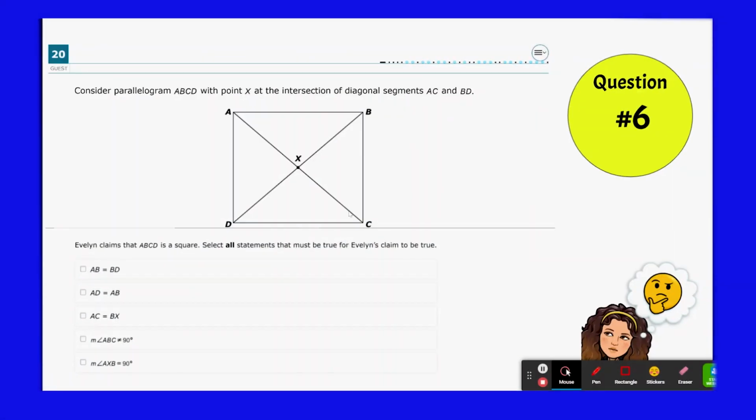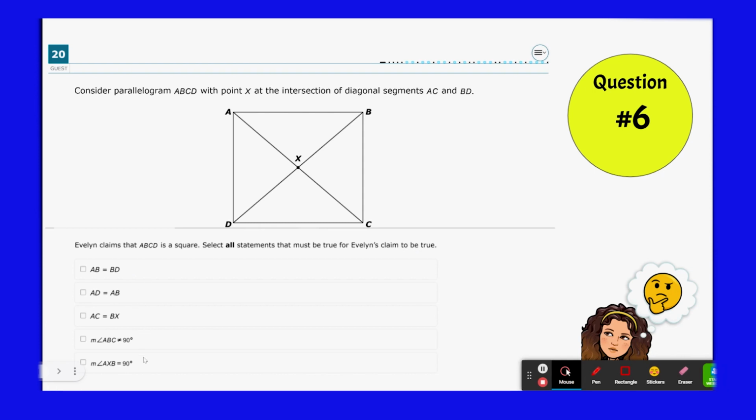Ms. Reams here. Let's take a look at question number 6 from our CAASPP question of the week. So Evelyn is claiming that this parallelogram is a square. And we need to look at all of these statements and see which ones must be true for Evelyn's claim to be true, that it is a square.